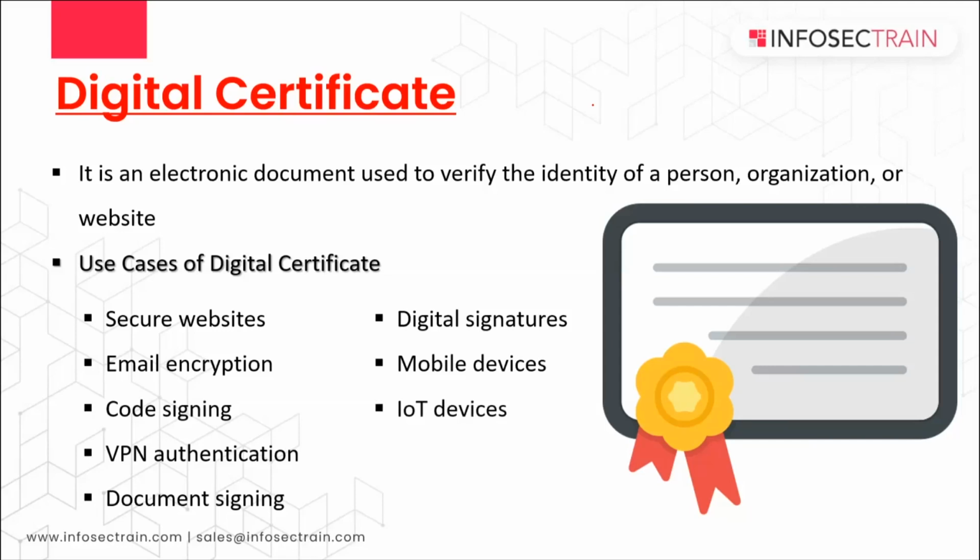Then IoT devices as well, the Internet of Things. Digital certificates are used to secure Internet of Things devices, such as smart home appliances and industrial sensors. They help to ensure that these devices can communicate securely with other devices and systems. In online payments as well, digital certificates are used to secure payments, such as credit card transactions. They help to ensure that the payment information is encrypted throughout the transaction and that the recipient is a trusted merchant. And in electronic health records as well, digital certificates are used to secure these records, ensuring that patient data is protected and only accessed by authorized healthcare providers.